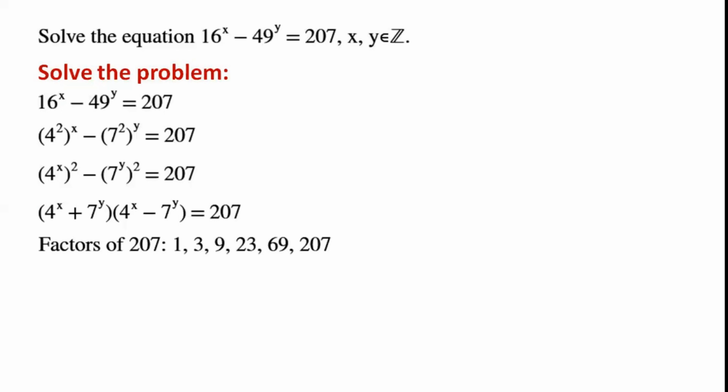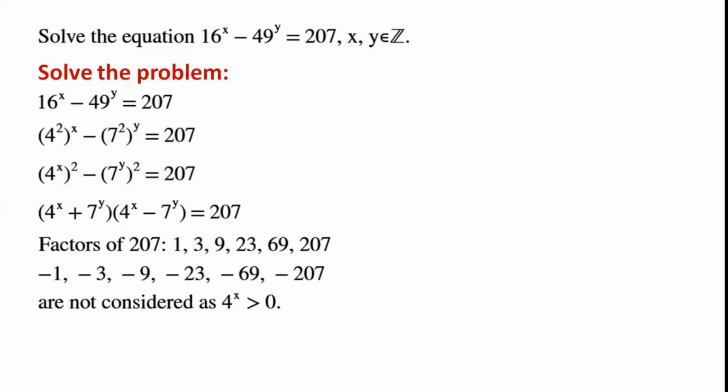Factors of 207: 1, 3, 9, 23, 69, 207, minus 1, minus 3, minus 9, minus 23, minus 69, minus 207. The negative factors are not considered as 4 to the power of x is greater than 0.